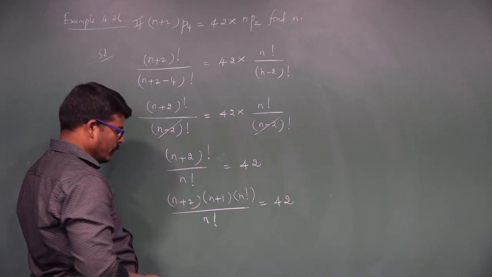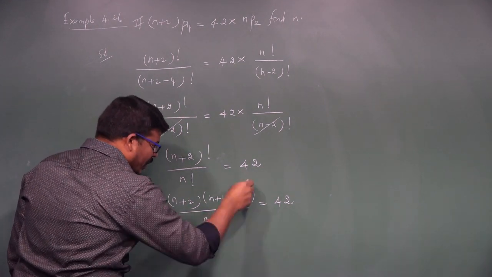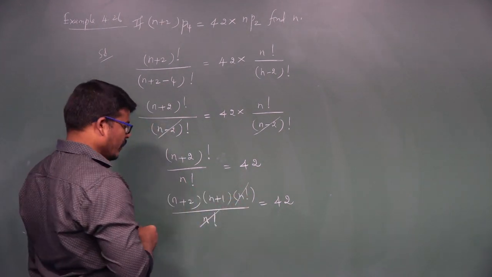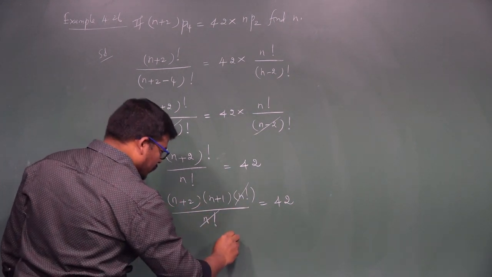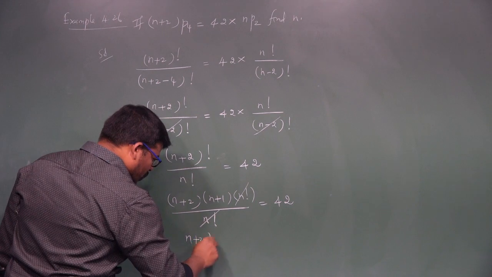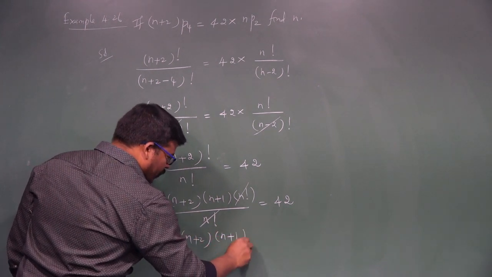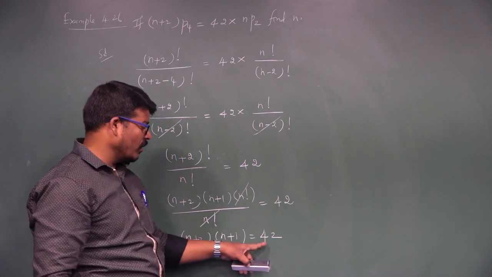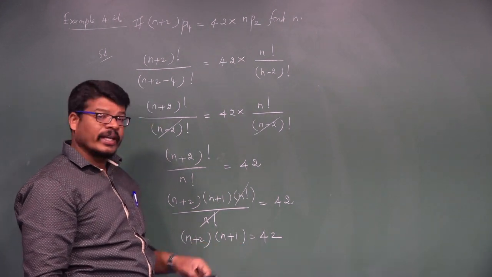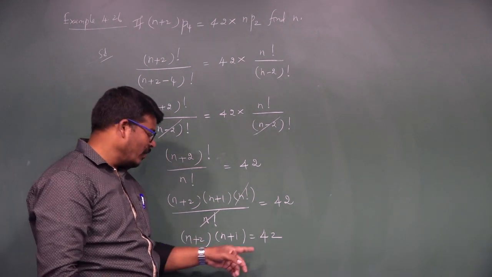Now the n factorials are cancelled. So remaining: (n plus 2) into (n plus 1) equals 42. Now find the value of n.